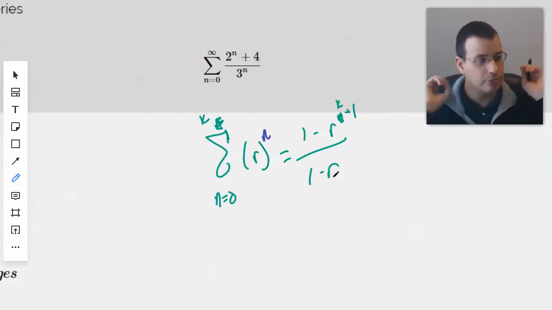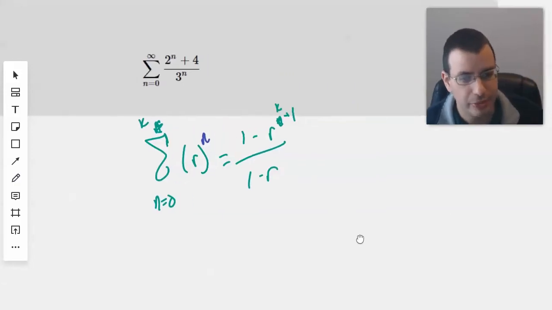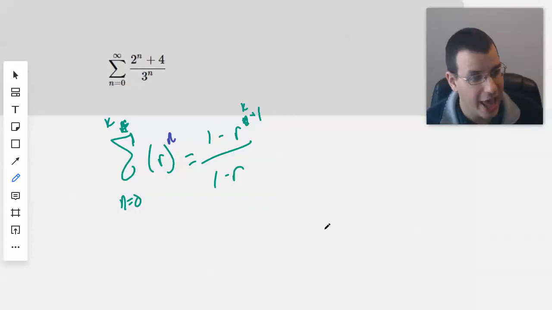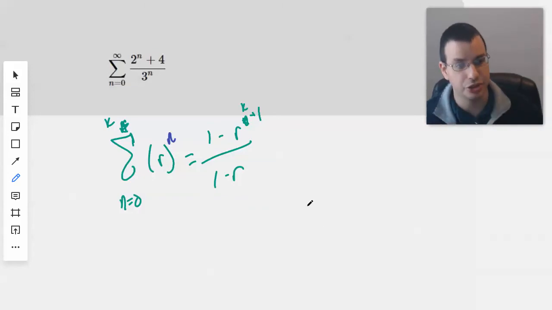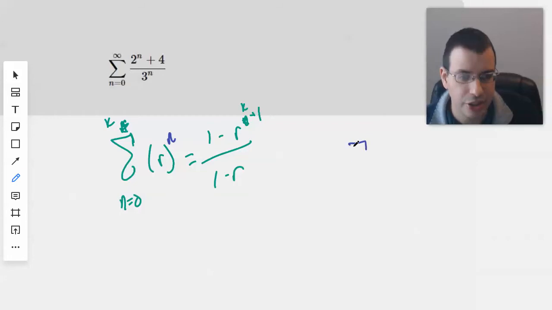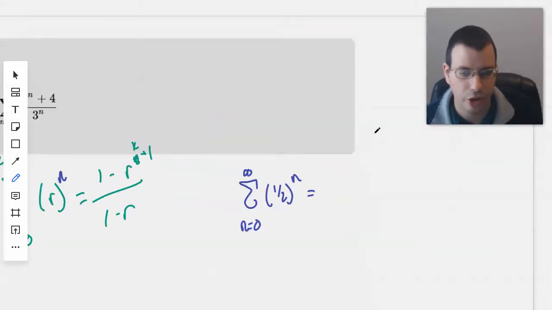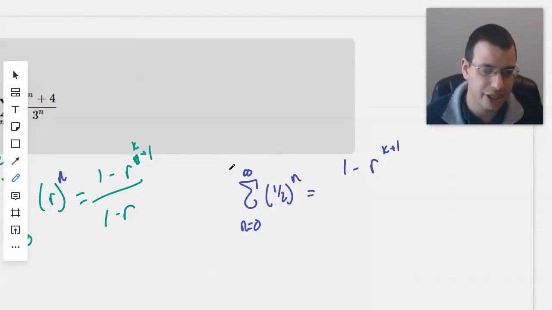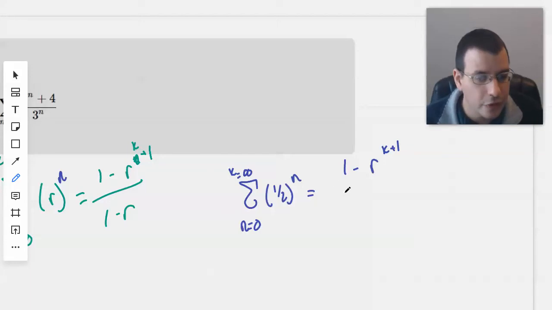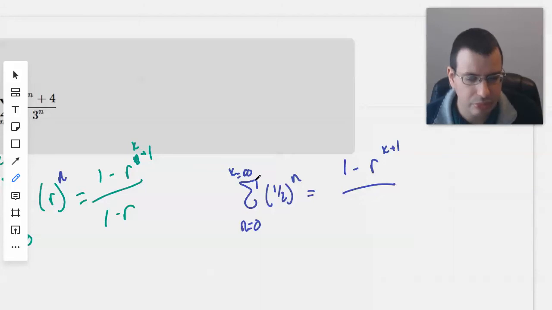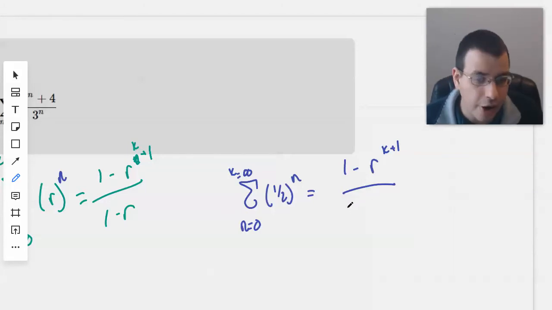And so memorize this formula. One other good thing to memorize is that if you have 1/2 and k equals infinity, then the answer is going to be 2. So one of the most common geometric series you will see will be n equals 0 to infinity of 1/2 to the n. And that will equal 1 minus r to the k plus 1 over 1 minus r.